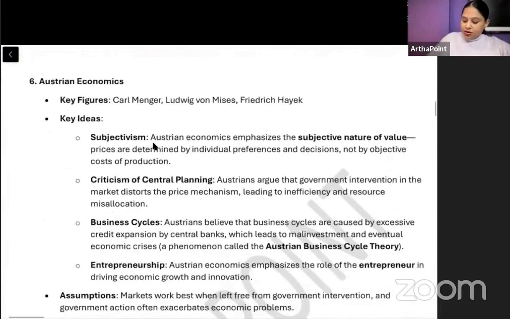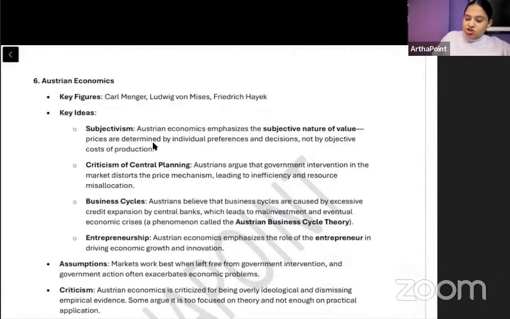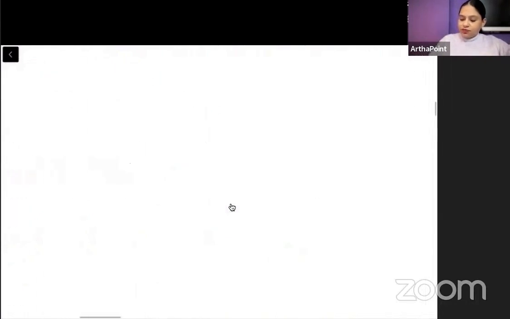ठीक है. Now let's talk about Austrian economics. Not much has been said about Austrian economics. बहुत ज़्यादा कुछ नहीं है. But let me just give you some key important information.